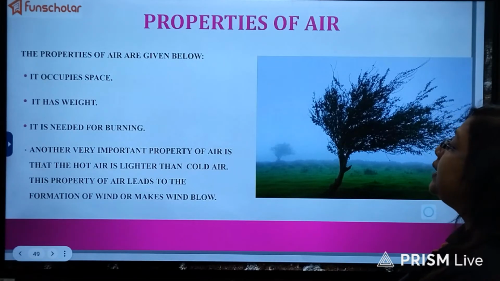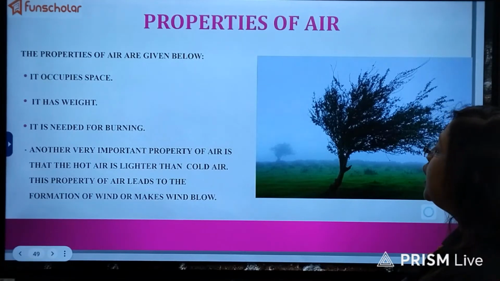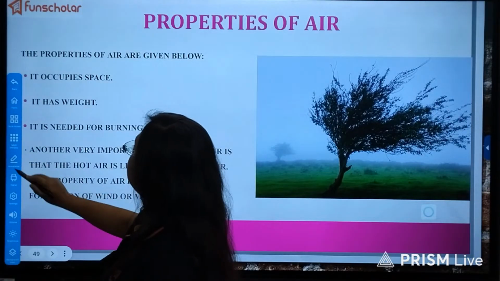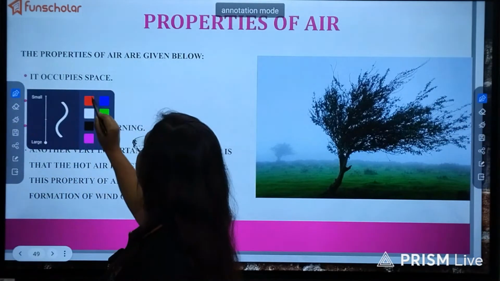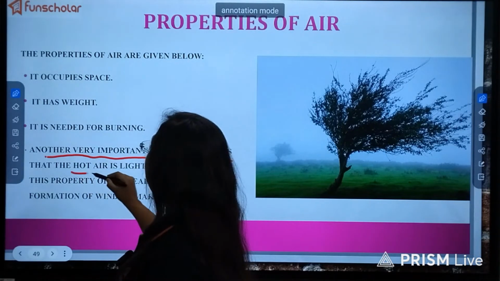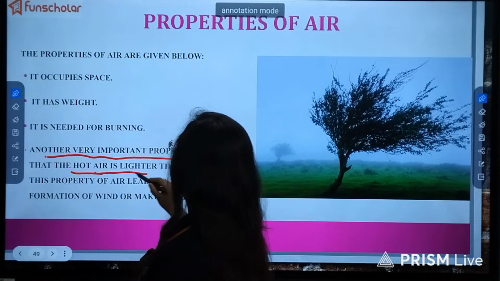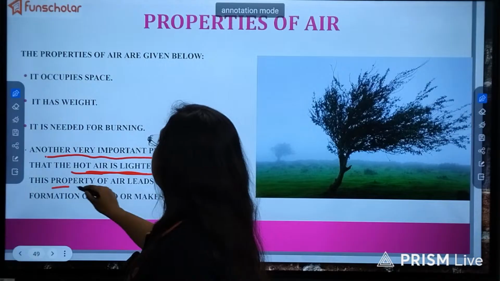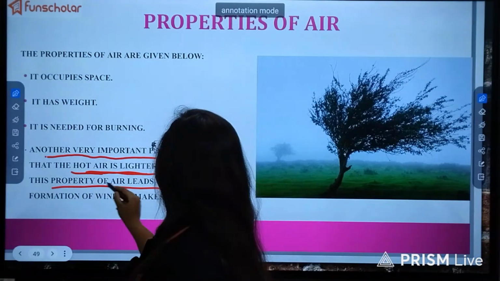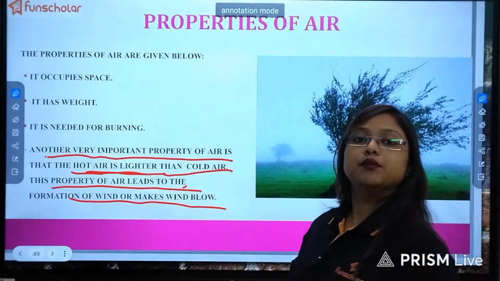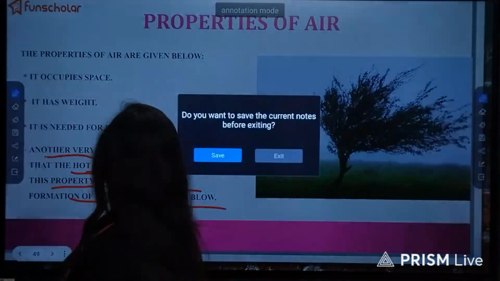It has weight. It is needed for burning. Another very important property of air is that hot air is lighter than cold air. This is a very important line which can be asked in your exam. Hot air is actually lighter than cold air. This is a very important point. And this property of air leads to the formation of wind and makes the wind blow. This is also very important.